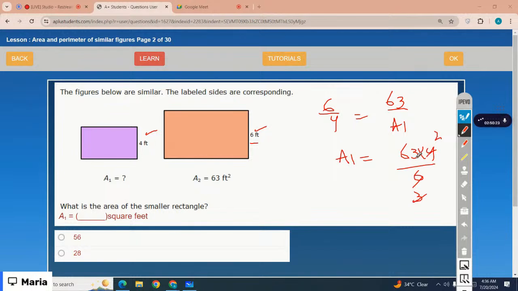Hold on. 63 times 4 over 6. That is 42. 28.